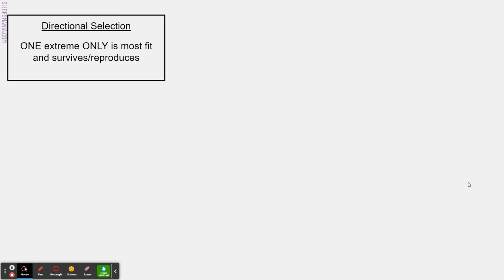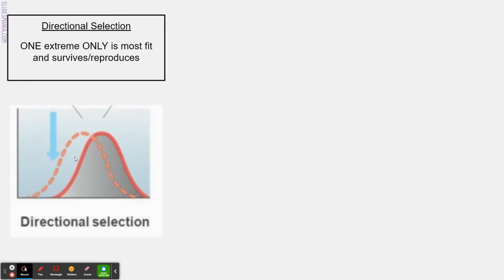It helps when you're looking at a scenario to think of these in terms of who is surviving, who is the most fit for their environment, who is reproducing and passing on their traits. In directional, it's one extreme. One side of the graph is most fit and will survive and reproduce, and we'll see that move in one direction.